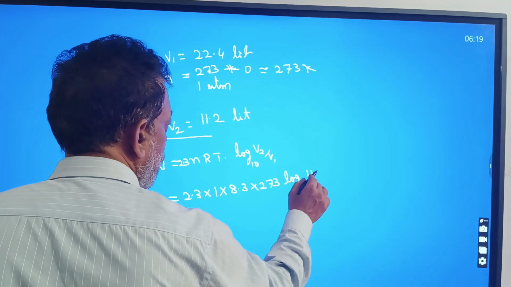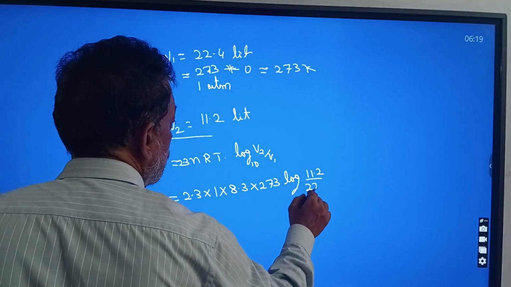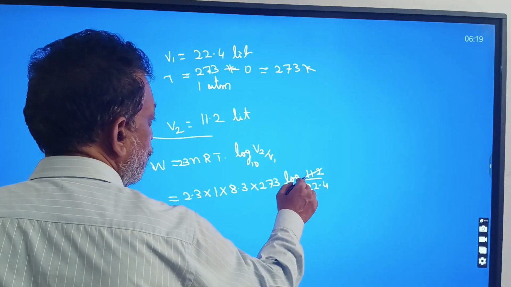Final volume minus initial volume. What is that? 22.4. Now 1 by 1, 1 by 2.